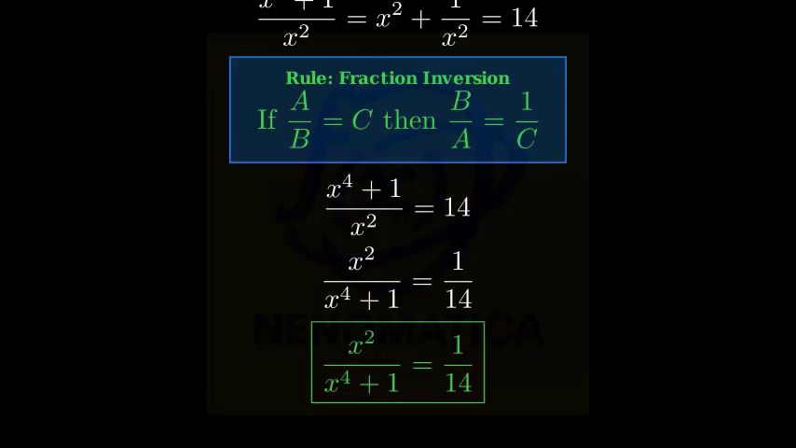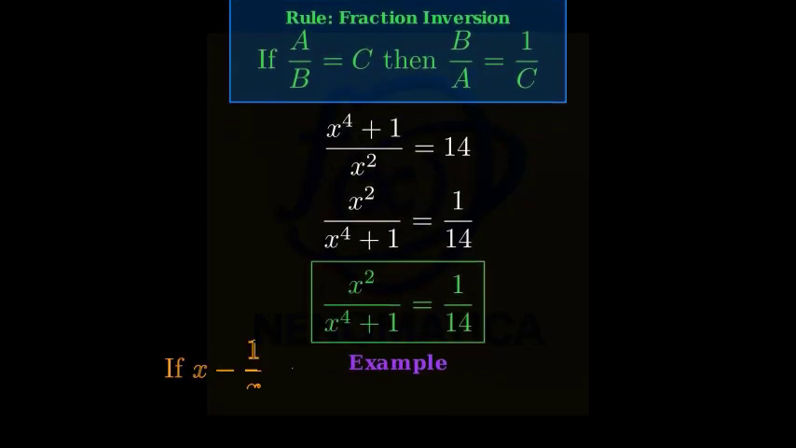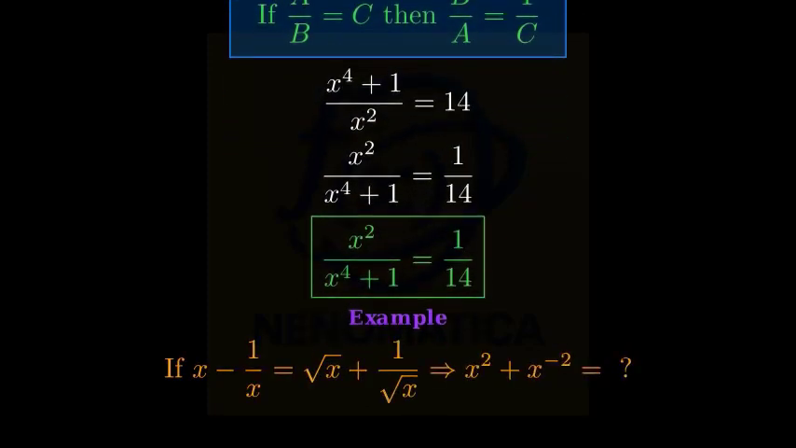Now, let's look at our second example. If x minus 1 over x equals the square root of x plus 1 over the square root of x, find the value of x squared plus x to the negative 2. Let's begin with what we're given.